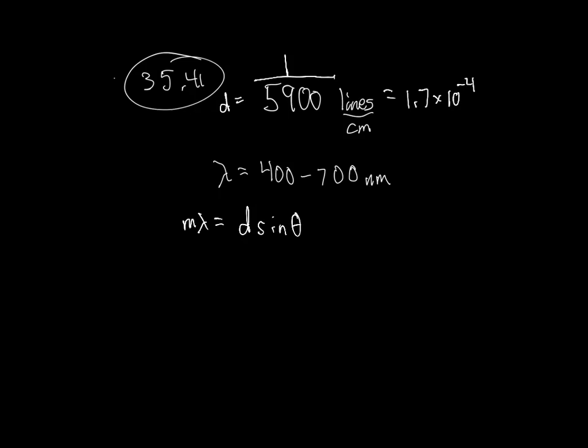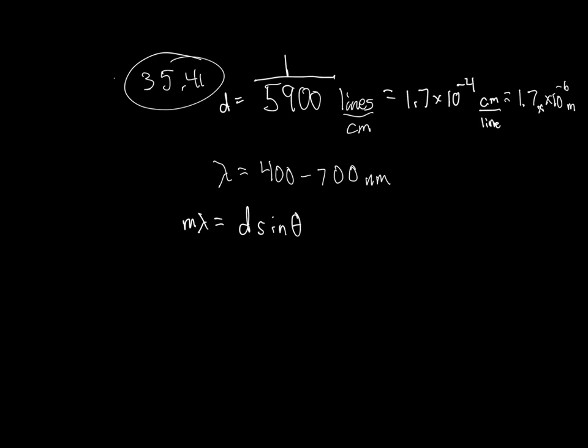What are the units of that number? Centimeters? That gives us a number of centimeters, basically centimeters per line. What do I want to probably convert that number into? Convert that into meters. Get everything into the SI system. So we get that's equal to 1.7 times 10 to the negative 6 meters.